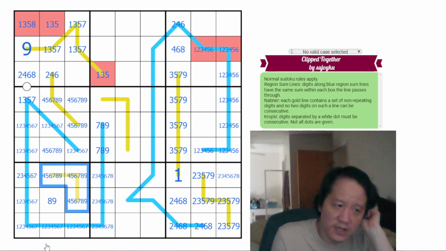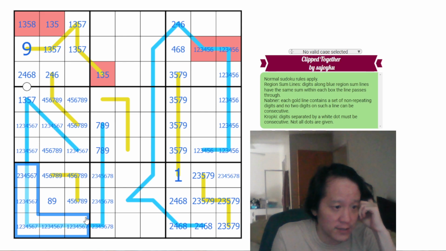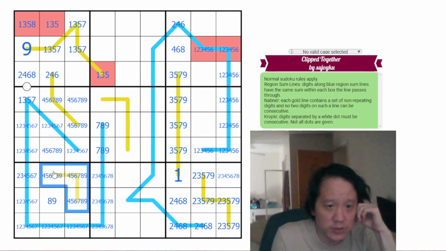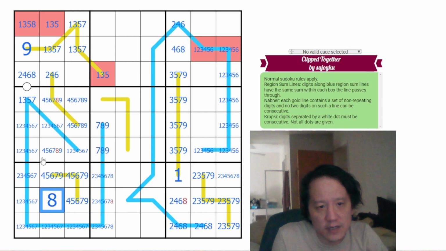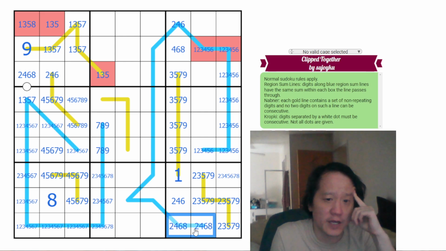If this is 8, this has to be 4 and 6, which is not possible, right? If it's 4, 6, this becomes 1, 2, 3, 5, 7, which is greater than 17. So this can never be 8. This has to be 9, which makes this 8. So this can't be 8. So we know the 9's here. This can't be 8. This can't be 8. This is at most 10.